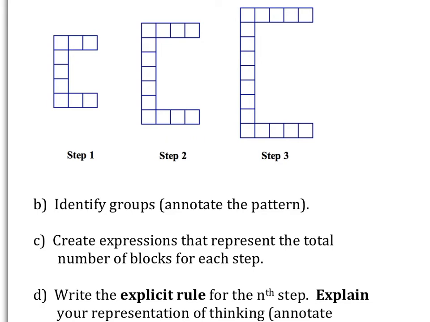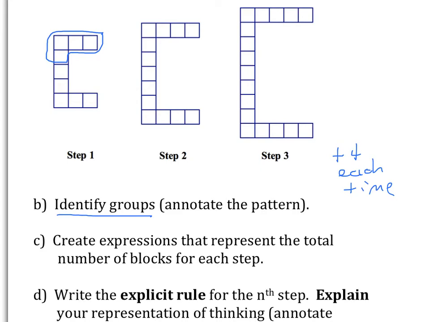Okay, here we are. We're going to start to identify the groups, which people have a hard time doing. But luckily, in the last bit, we found that the recursive rule was to add 4 each time. That is going to help us group these. I either want to look for groups of 4 or 4 groups of something. I'm going to choose the first one. I'm going to look for groups of 4. Alright, so the first thing I see is that I've got 1, 2, 3, 4 blocks right here. That is one group of 4 blocks.